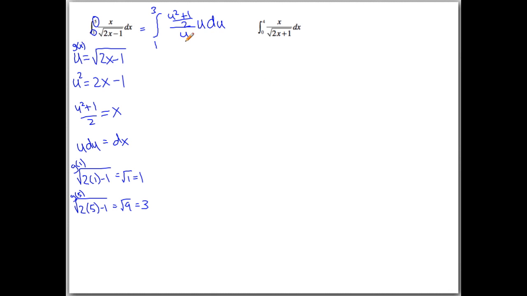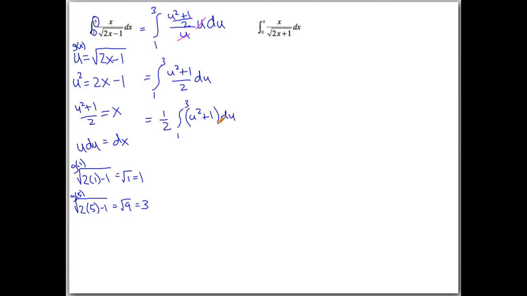Well, first off, we can simplify this a little bit because here's a u in the denominator and here's a u in the numerator. So that u over u cancels. And now we're left with the integral from 1 to 3 of u squared plus 1 over 2 du. And we know the constant multiple can factor out, so we're just going to take that 1/2 to the outside of our integral. And this is going to be u squared plus 1 du on the inside.